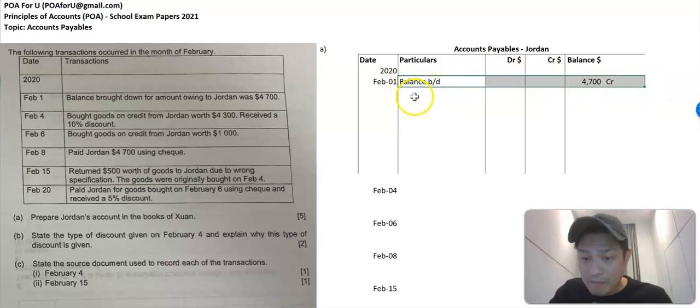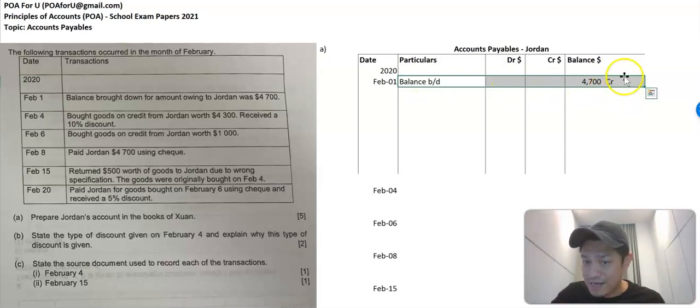What does this mean? Balance brought down means this is the balance as of the 1st of February. Shen owes Jordan 4,007, and this could be because of transactions that happened before February 1st. So for example, in the month of January, Shen bought from Jordan a certain amount of goods on credit. So he bought the goods, but he hasn't paid. All right, and as of February, this remains unpaid, and therefore it's a balance brought down from previous months or years or whatever, and this amount is 4,007.